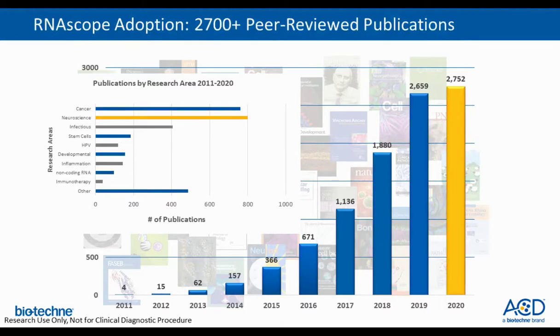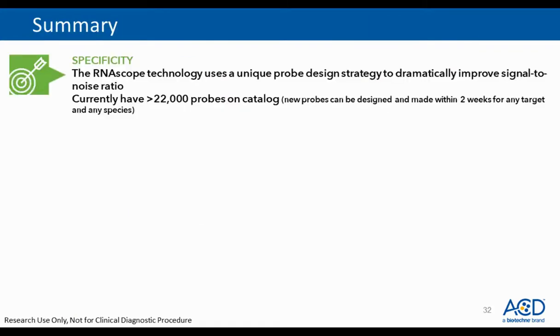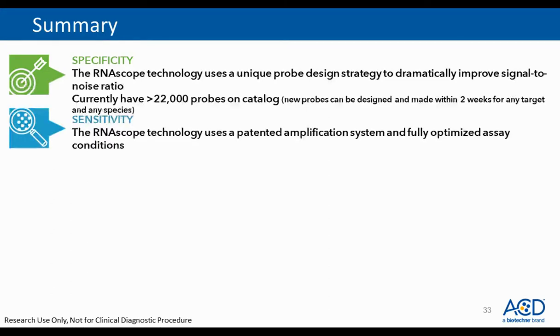So with all of that, I hope I've convinced you today, and to summarize, that the RNAscope assay uses a unique probe design strategy to dramatically improve the signal-to-noise ratio. We currently have over 22,000 probes in catalog for various applications, but new probes can be designed and made within 2 weeks for any target and any species.